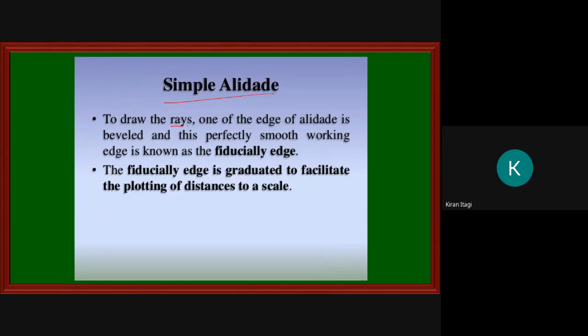To draw the rays, that is a straight line, one of the edges of the alidade is beveled and is a perfectly smooth working edge, known as the fiducial edge. This edge we will use for drawing the straight line. It is graduated with numbers, that is 1 centimeter, 2 centimeter. It is graduated to calculate the plotting of the distance to the scale.